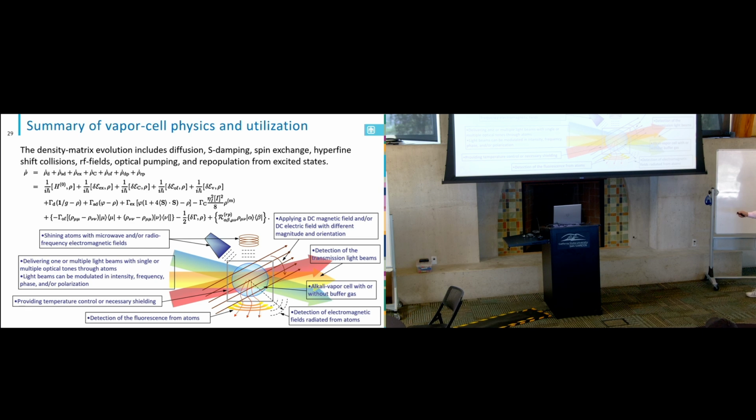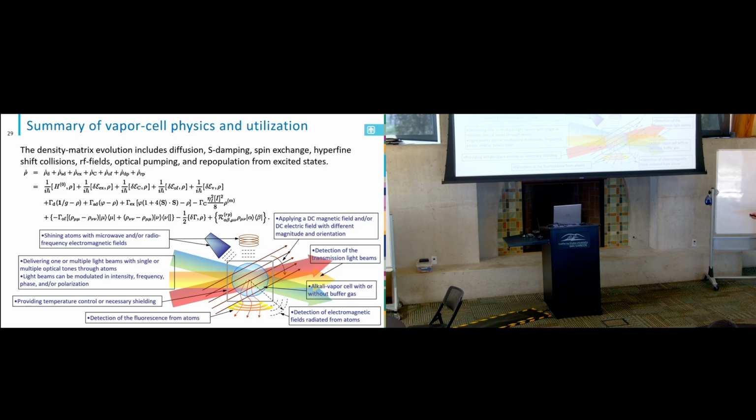Okay, in summary of the density matrix formalism for vapor cell physics, it's written here. It contains all different terms due to different collisional or photon scattering mechanisms. And the nice thing about the vapor cell is you just have a glass container with alkali metal atoms in there and some buffer gas. You can do all different kinds of things. Like I mentioned, the 5 major categories of atomic metrology can be realized with the same approach.